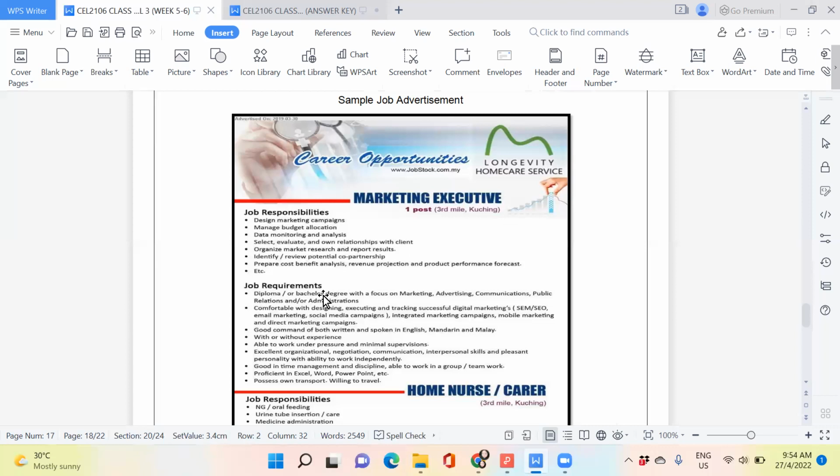So what are you expected to have? Maksudnya, what are the skills? What are the qualifications that you are required to have in order to apply for this job? Itu pun penting juga. So if you're trying to apply for a marketing executive, okay, but you do not have the basic knowledge or the basic qualification on marketing, advertising, communications, or public relations or administration, so think again before applying.